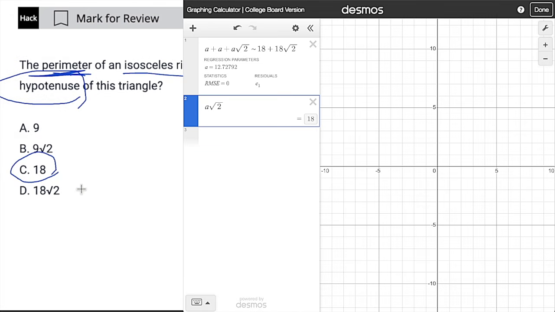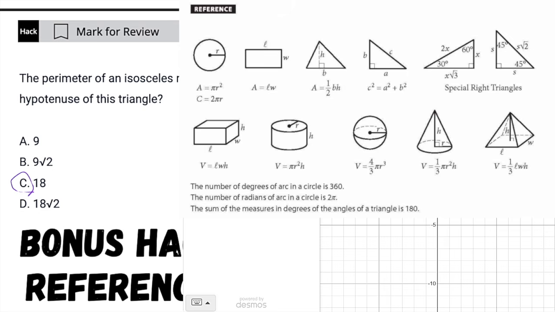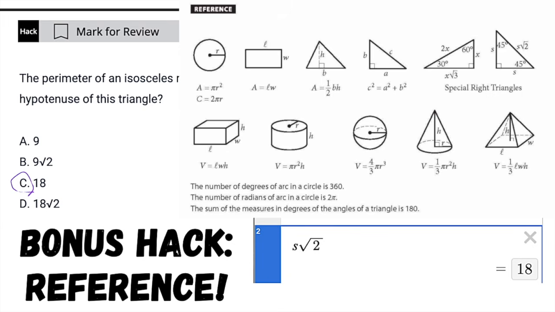And I guess a little bonus hack for you, don't forget to use your reference sheet if you forgot the rule of a 45, 45, 90 triangle, or you forgot the rule of area of a triangle or anything like that. There's a ton of free formulas just waiting for you, so don't forget about that.